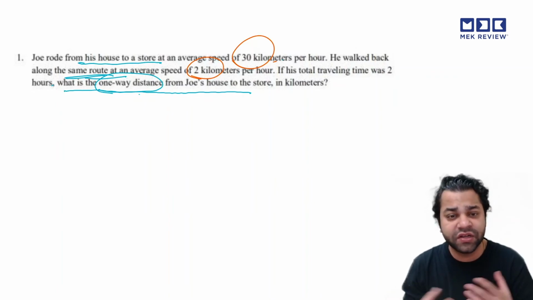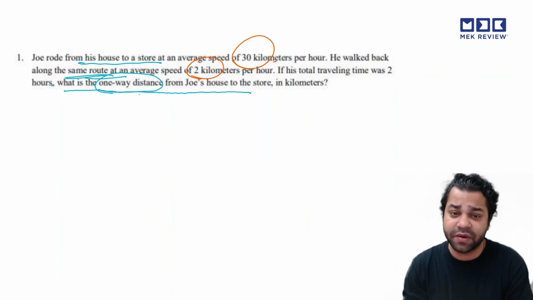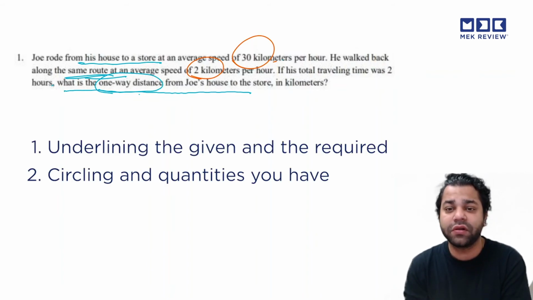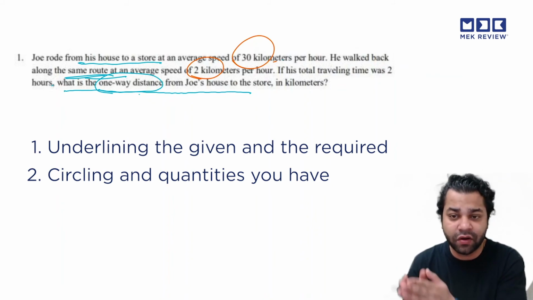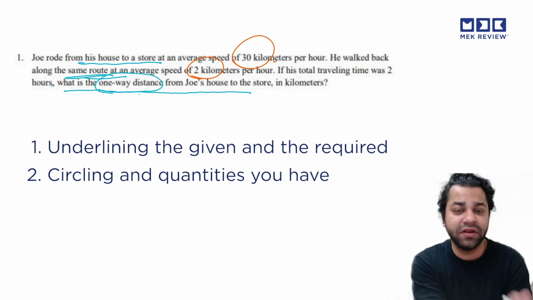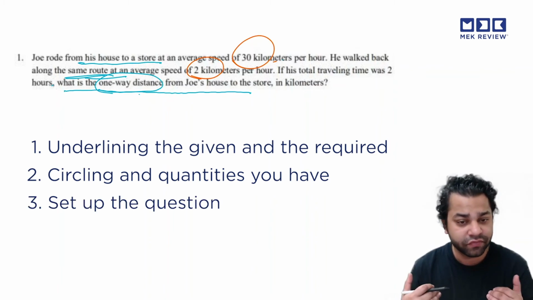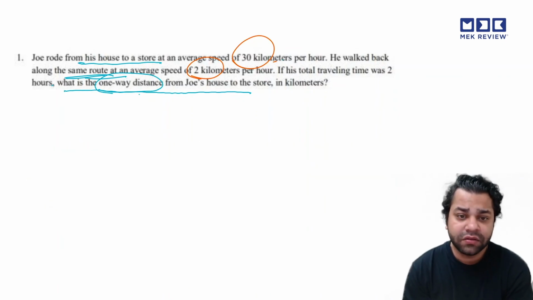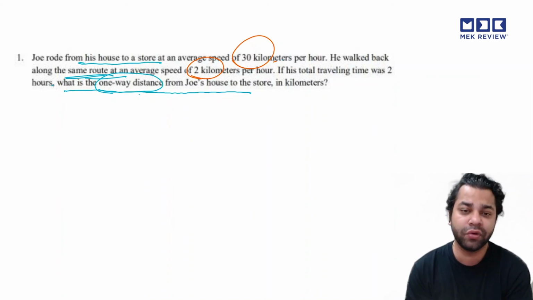You always want to initiate as effectively as possible, and you do that by underlining the given and the required, circling any quantities that are going to be connected with any important details that you've already underlined, and then you go ahead and set up your actual question. So this may seem a little trivial, but it's not. It's one of the most important tips that I can give you to become a better problem solver.